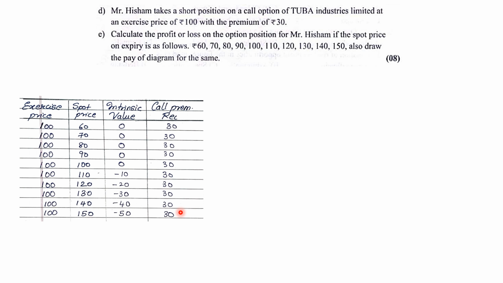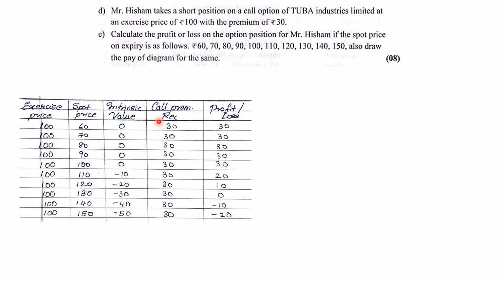And lastly, profit and loss. So 30 minus 0, 30 minus 0. Up to the point where everything is 0, the profit will be 30. Thereafter, 30 minus 10, 30 minus 20, 30 minus 30, 30 minus 40 and 30 minus 50. We will get the profit as 20, 10, 0, negative 10 and negative 20. That is the payoff table that we have created for options.